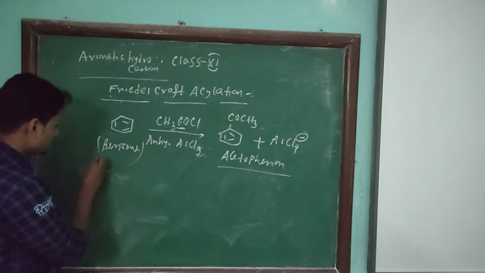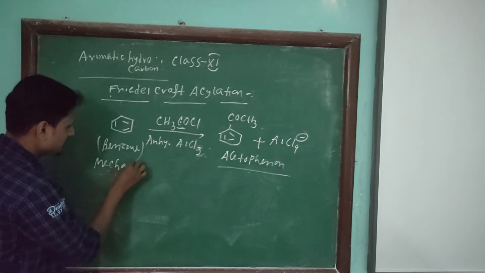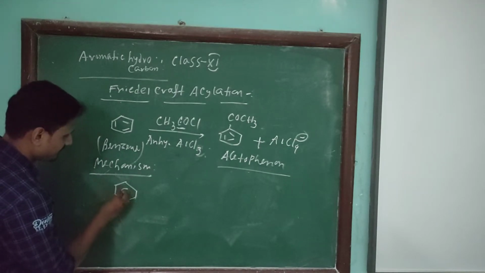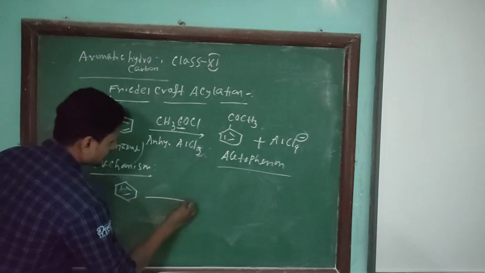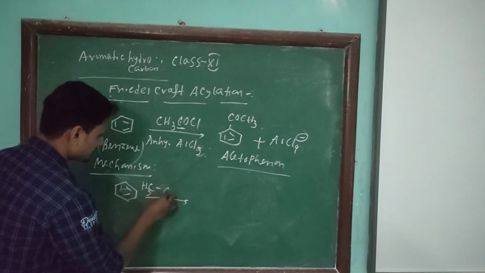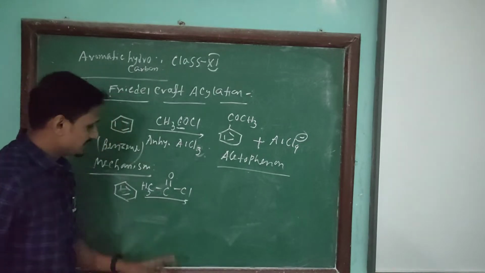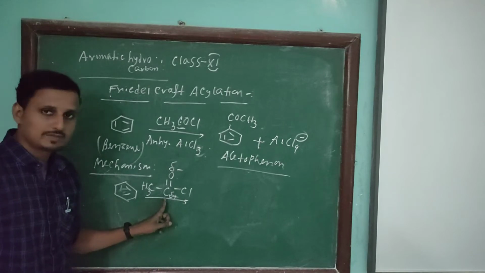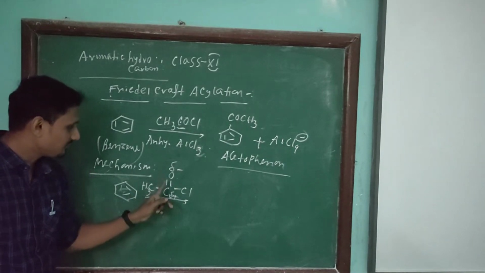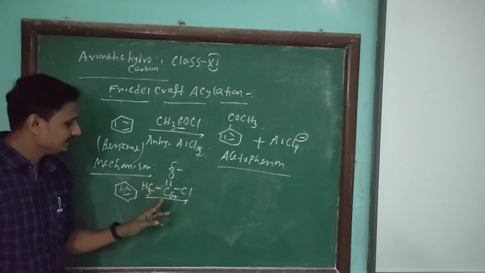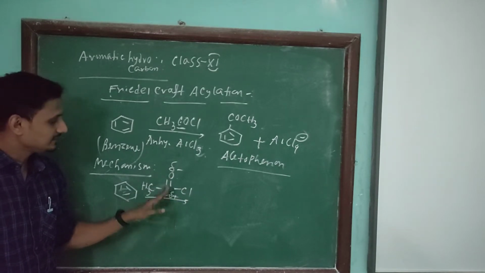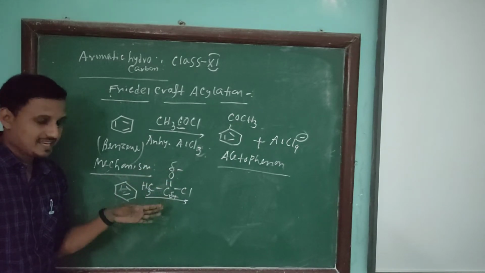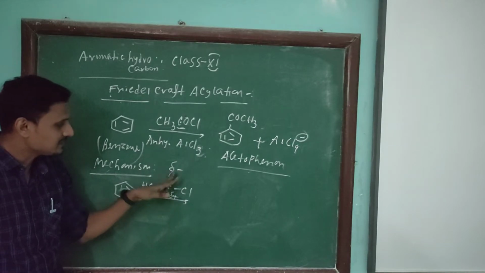Now, what is the mechanism of this reaction? See, benzene has alternate pi bonds. This is the CH3CO group. This carbon is delta plus and this oxygen is delta minus. Why is this carbon delta plus? Because the electronegativity of oxygen is very high compared to carbon, so the bonded pair of electrons shifts towards the oxygen more than the carbon, making the bond polar. That means this is delta plus, this is delta minus.